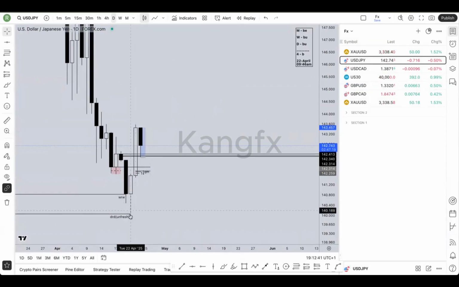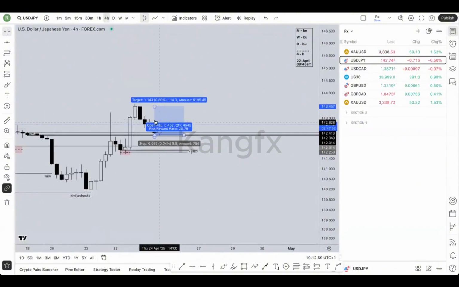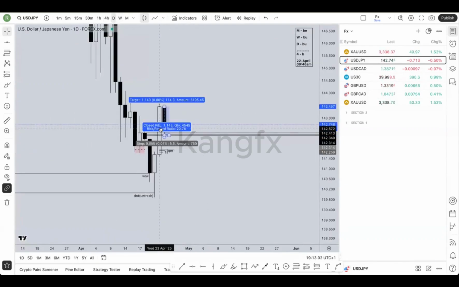This was at this point where you're seeing me drawing this thing. There was a daily reject daily here, daily reject daily. And after daily rejected daily here, there was a breakout. There was a breakout here. Now, if I go to 4 hour, this candle here is yesterday's candle. This one is today's candle.